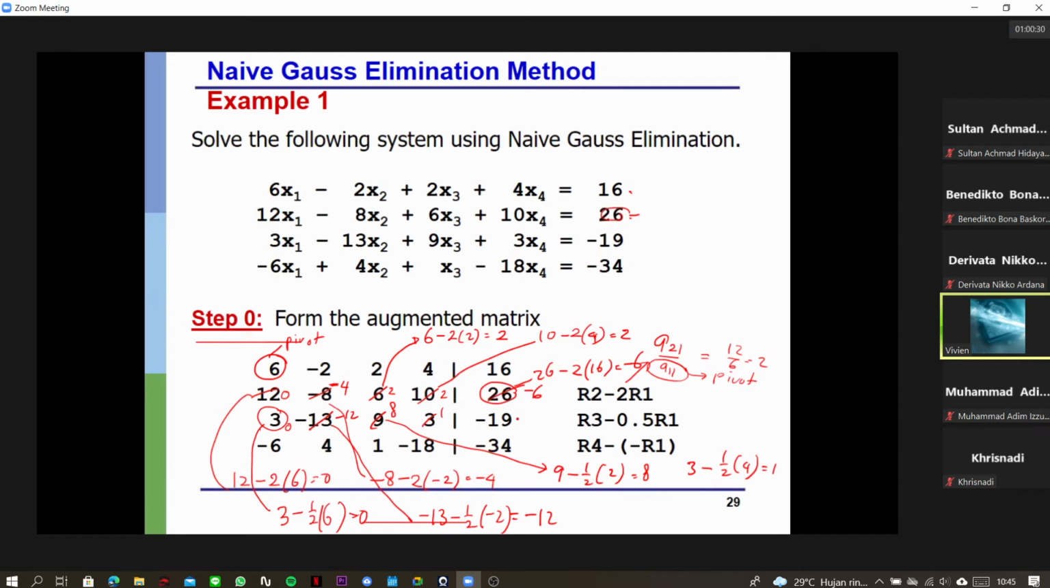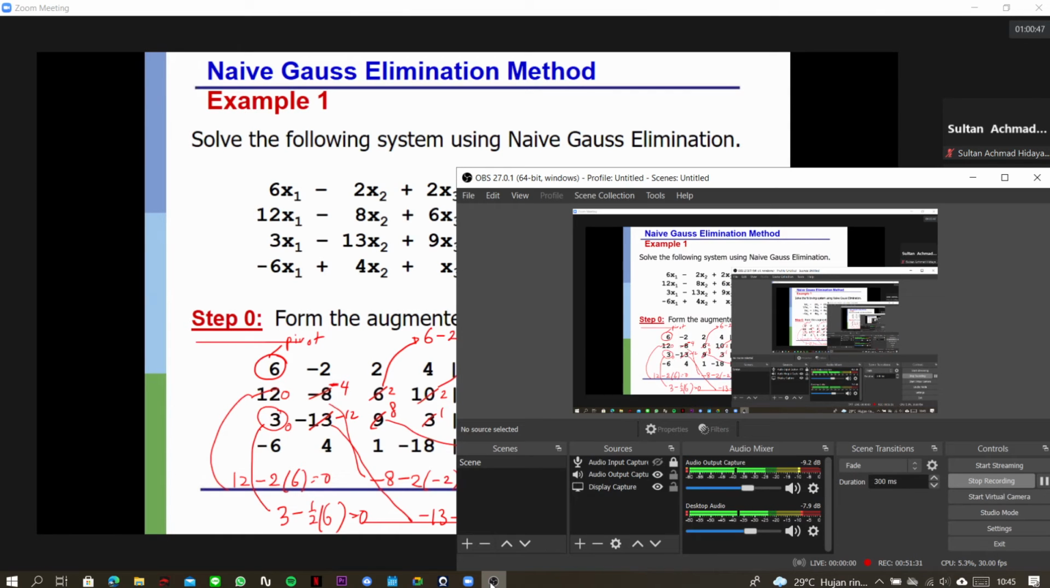Again, this one we have minus 19. So minus 19 minus half of the first row's value, 16, which is 8, will be minus 27. So the result is minus 27, and here now becomes minus 27.